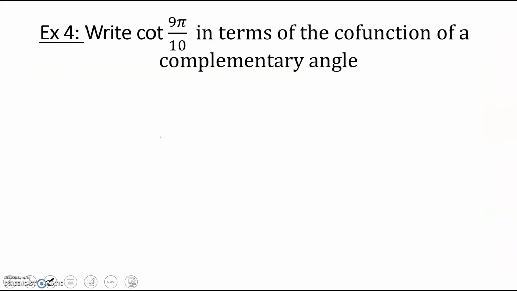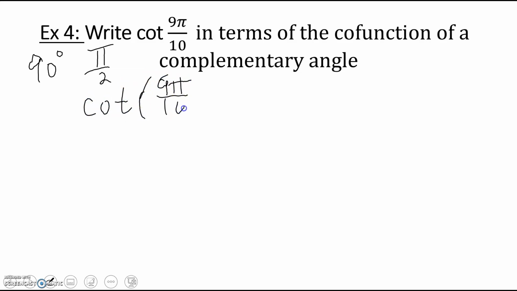So for this example, we want to write the cotangent of 9 pi over 10 in terms of the cofunction of a complementary angle. So first of all, we have to remember that 90 degrees is the same as pi over 2 in radians, okay? So we have the cotangent of 9 pi over 10.